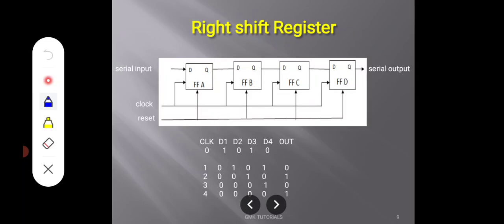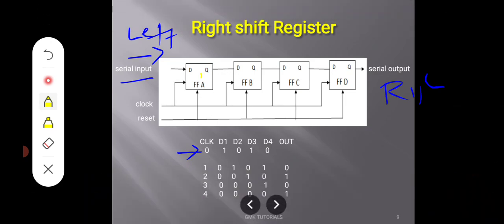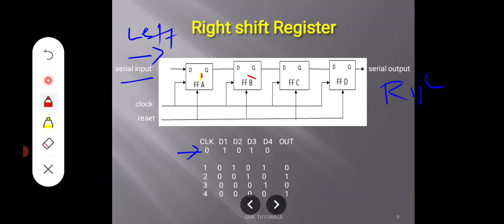So it is a register, and it is also the same as the serial input, serial output case. In the case of the right shift register, we are applying the input at the left side and the output is taken at the right side. At the 0 clock input, we have to apply the input to all the flip flops: the first flip flop, second, third, and fourth.